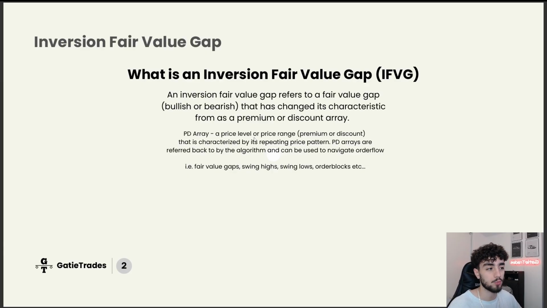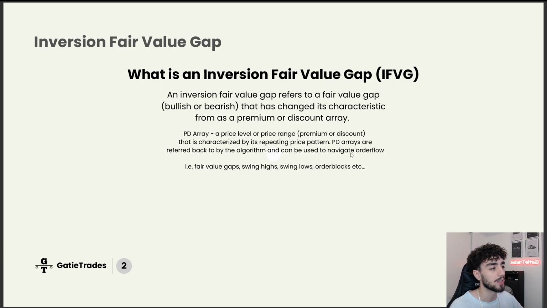If you do not already know, a PD array, or premium discount array, is a price level or a price range. For example, a fair value gap range, which is either premium or discount, that is characterized by its repeating price pattern. PD arrays are referred back to by the algorithm and can be used to navigate order flow. Some examples of PD arrays are fair value gaps, swing highs, swing lows, order blocks, etc. Inversion fair value gaps are one of those PD arrays.